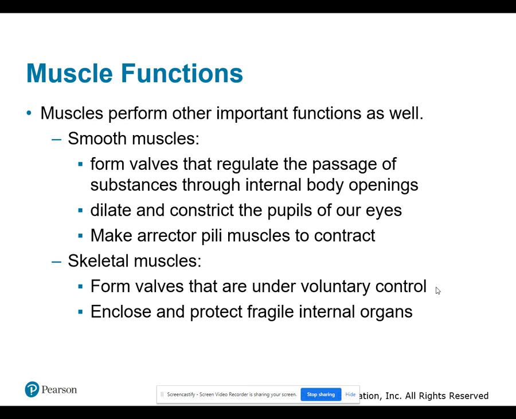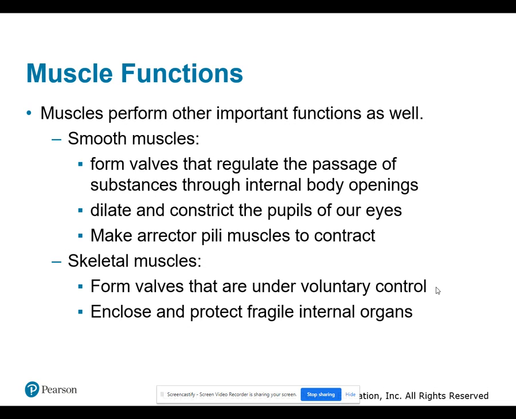For example, it mentioned a few more functions of smooth muscle. So smooth muscle forms valves. Valves are also known as sphincters that regulate the passage of different substances throughout the body. So, for example, you have a sphincter between your stomach and your small intestine because it wants to make sure all your food is processed in your stomach before it moves on.